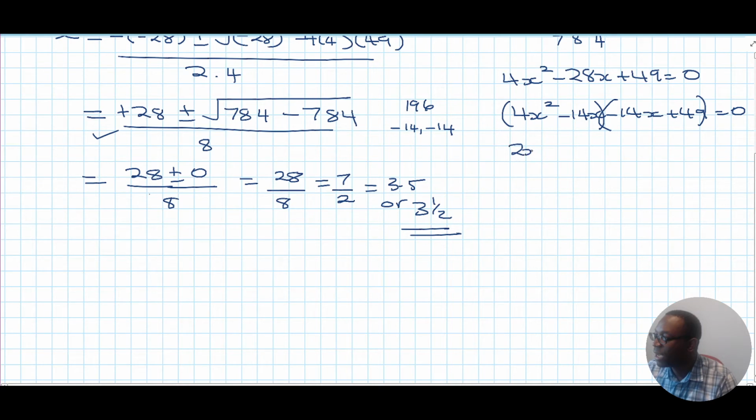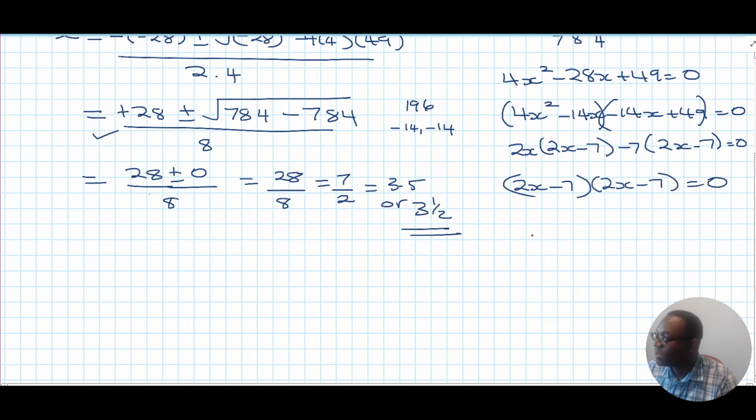So let's factor each of them. We have 2x here as a common factor. Then we have 2x minus 7. And then we have here as a common factor negative 7. And we have 2x minus 7 equal to 0. So therefore, the greatest common factor of this expression will be 2x minus 7, and the other factor is also 2x minus 7. This is equal to 0. So that means that 2x minus 7 is equal to 0.